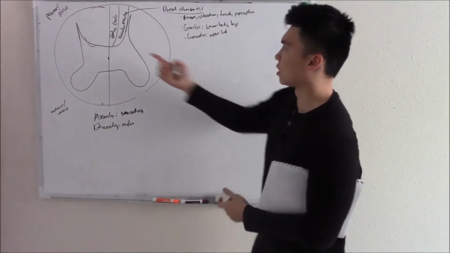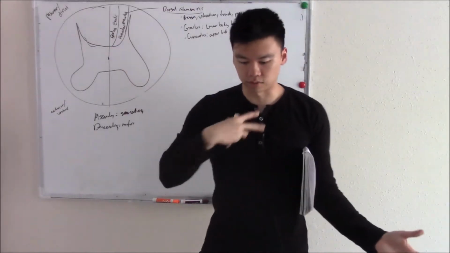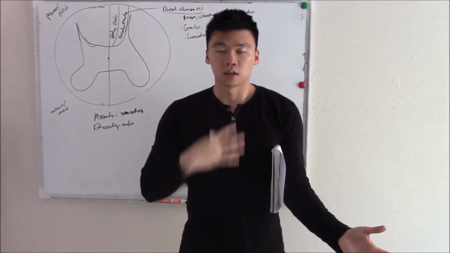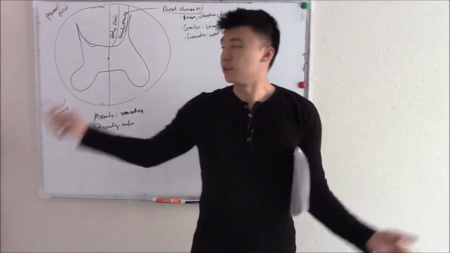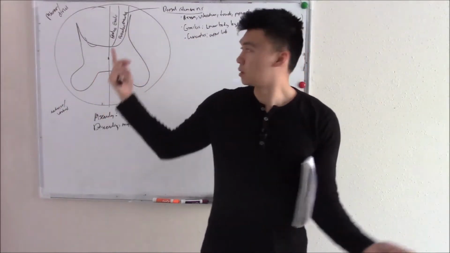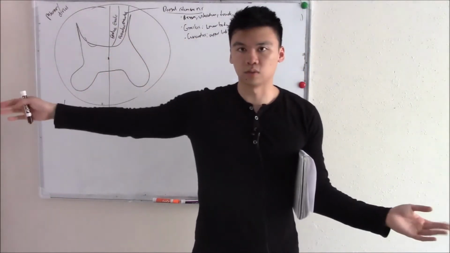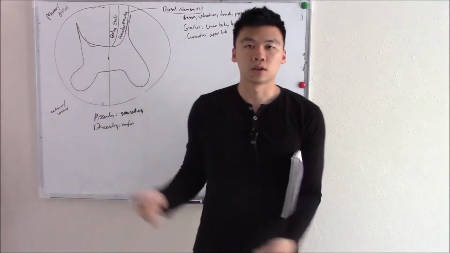It's not too hard to remember. The most medial, the most midline, deals with your midline structures, so your lower limb, your legs. And then your more lateral dorsal column deals with your more lateral structures, your upper limb, your arms.